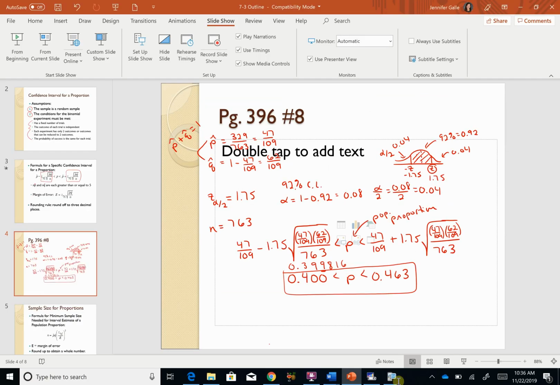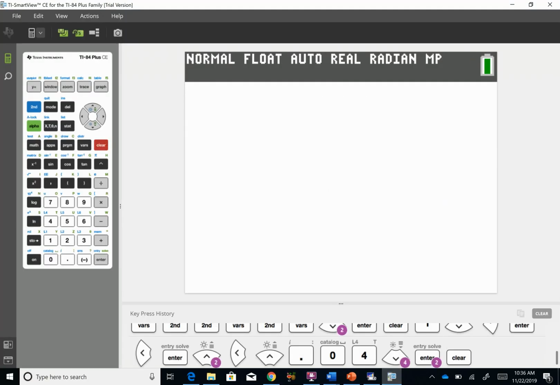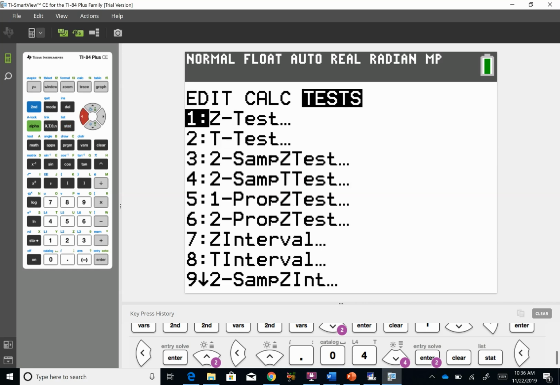So I just want to give you an idea, before we do our final little piece here, of how the calculator can simplify things for you. For this particular problem, we go to Stat, and we arrow to Tests. This is where you find the ones for our other intervals as well, except for chi-square. Remember, there are no chi-square shortcuts in the calculator.